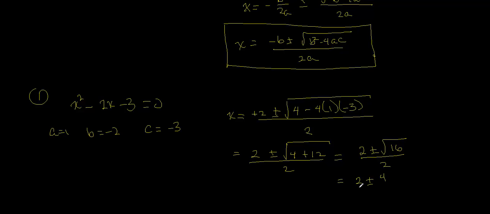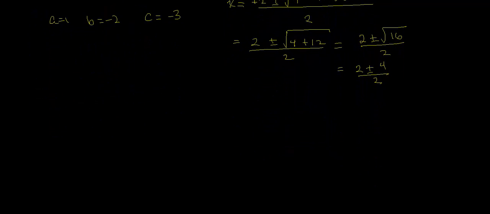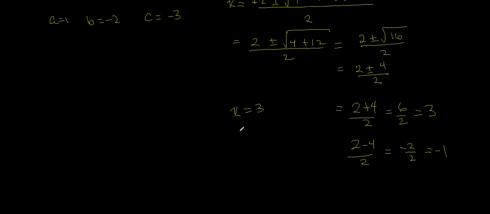Now, here's a very common mistake with my students, and it probably happens a lot. They don't know what to do with this. So first we have a plus and a minus, so that means we have to do two operations. So first we're going to do the plus. So we're going to go 2 plus 4 over 2, which is 6 over 2, or 3. And next we would go to subtract 4 over 2, which of course is negative 2 over 2, which is negative 1. So therefore our two solutions: x is equal to 3 or x is equal to negative 1.